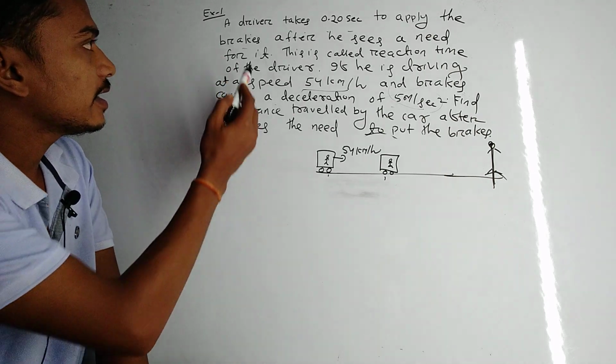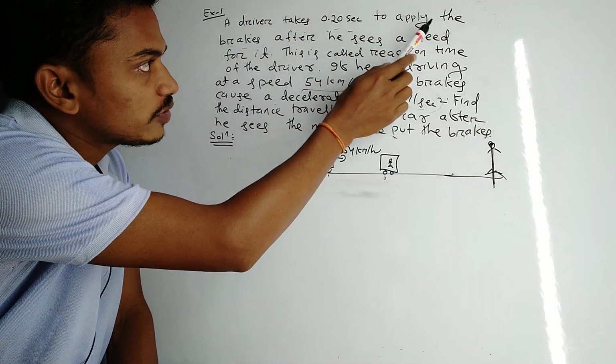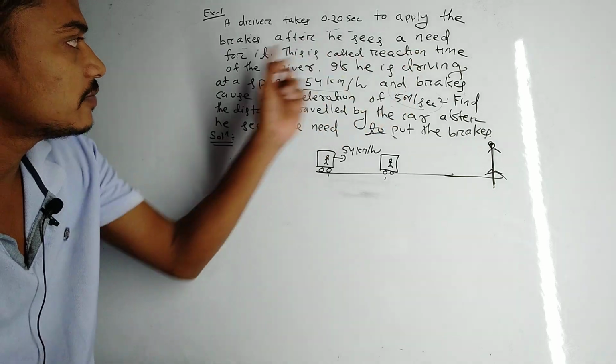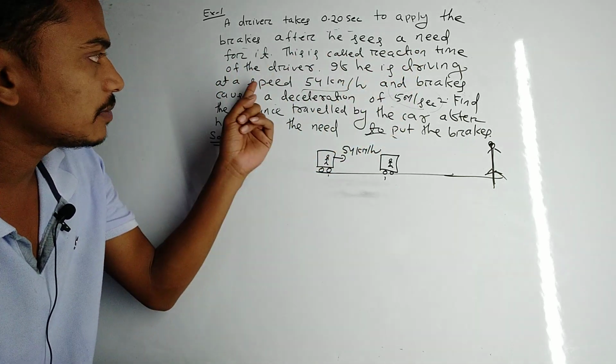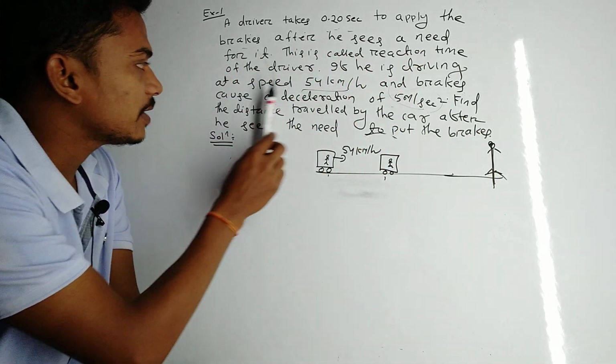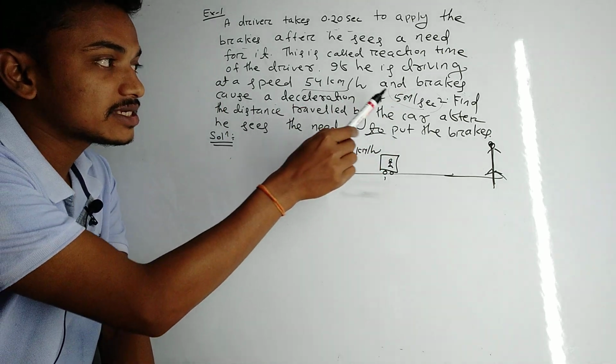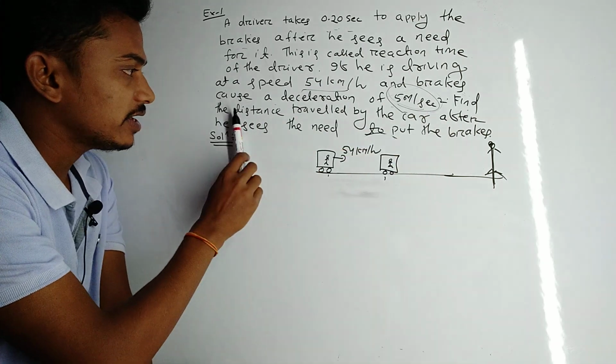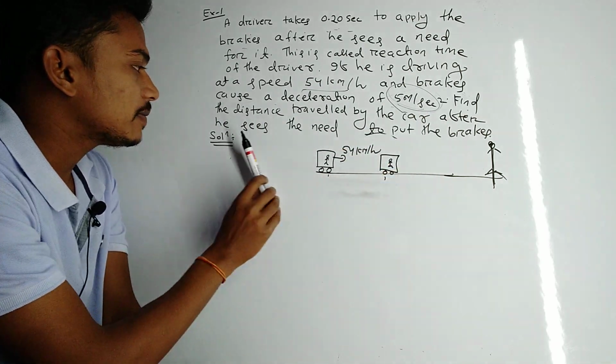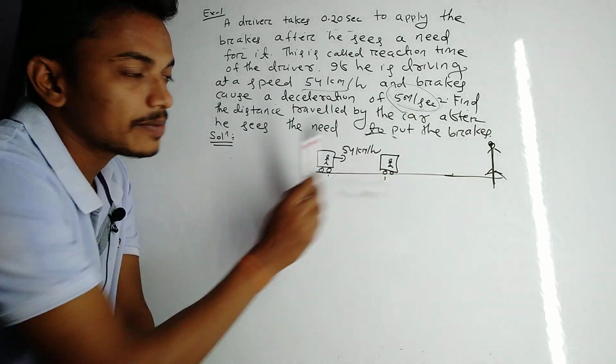So example 1: a driver takes 0.20 second to apply the brake after he sees a need for it. This is called the reaction time of the driver. If he is driving at a speed of 54 km per hour and the brake causes a deceleration of 5 meter per second square, find the distance traveled by the car after he sees the need to put the brakes.